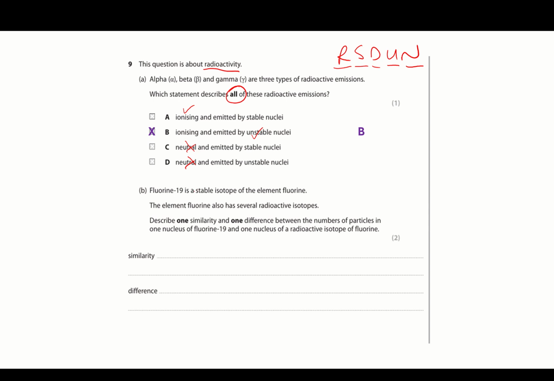Okay, fluorine 19 is a stable element of fluorine. The element fluorine also has some radioactive isotopes. So we could imagine if that's the stable one, then if I start squeezing more nucleons in like this, these are more likely to be radioactive isotopes. And then the smaller number, the atomic number, will be the same.